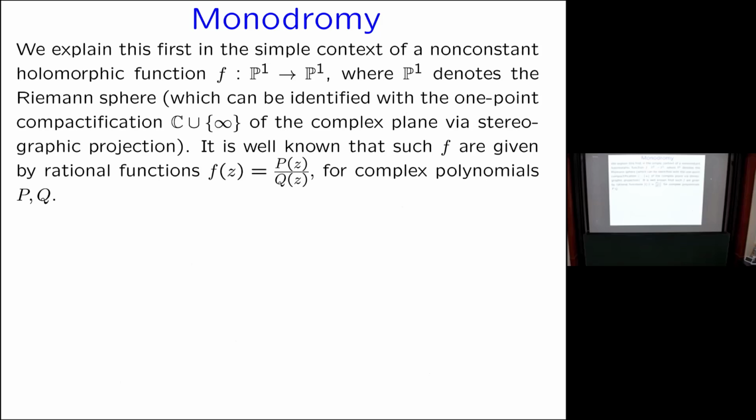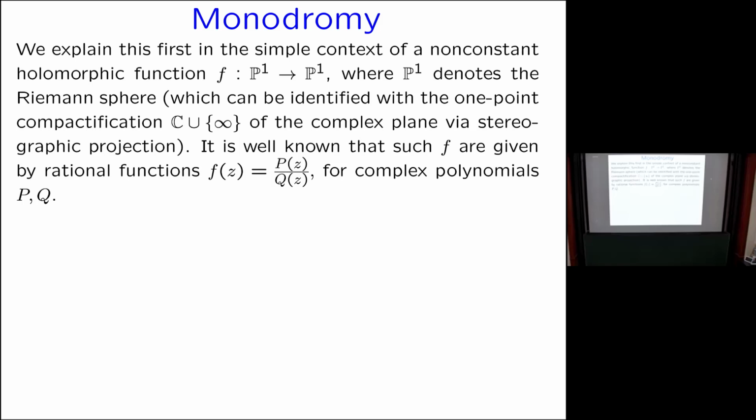Okay, so I'm going to explain what monodromy is in the context of a non-constant holomorphic function f from the Riemann sphere to itself. The Riemann sphere is denoted by P1. You can identify it with the one-point compactification of the complex plane, so you add infinity to the complex plane, and it's done by stereographic projection.